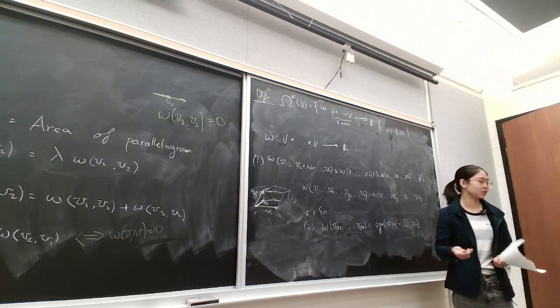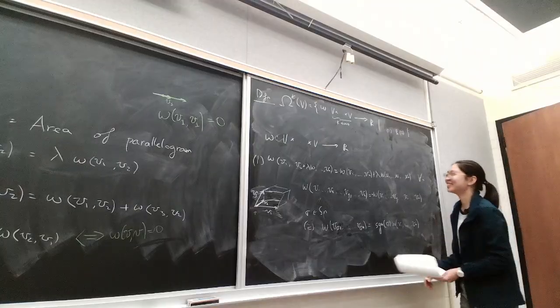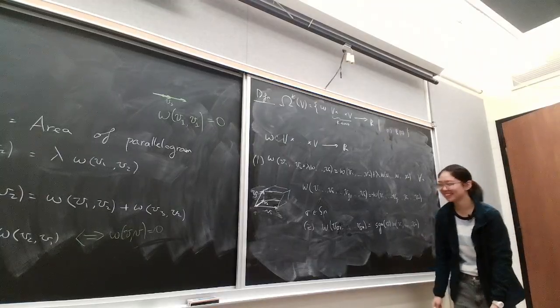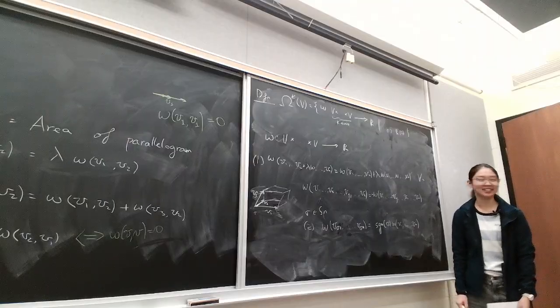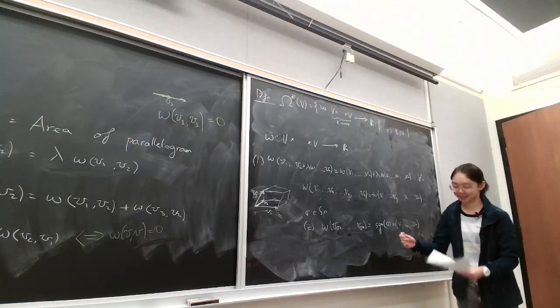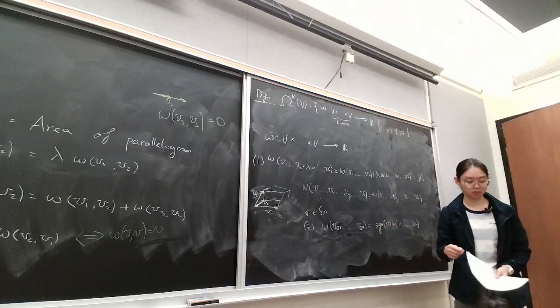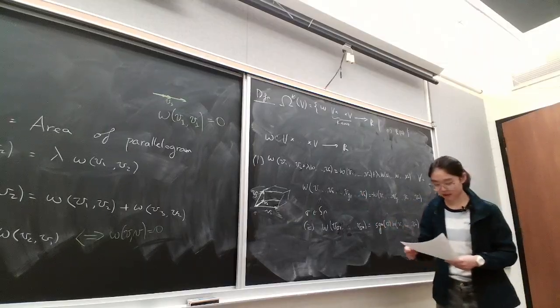You can add stuff and multiply them by numbers. And add means what it means, and multiply by numbers means what it means. There's nothing more to it. So this forms a vector space, which means it makes sense to find a basis for it.